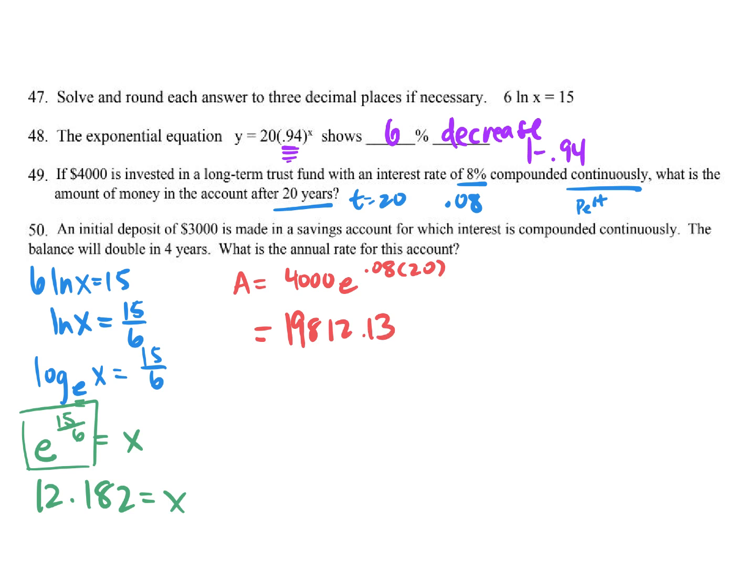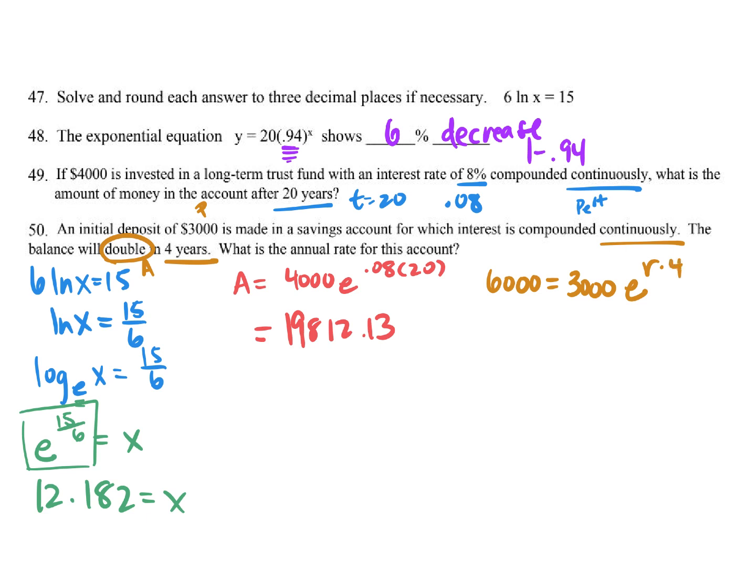50, somewhat of a logic question. An initial deposit of $3,000, that's principal, is made in a savings account compounded continuously. We're going to use PERT again. The balance will double, so double 3,000 is 6,000. That's the account, in time of 4 years. So 6,000 is equal to the principal amount of 3,000 e raised to the rate, which is what we are trying to find, times our years.